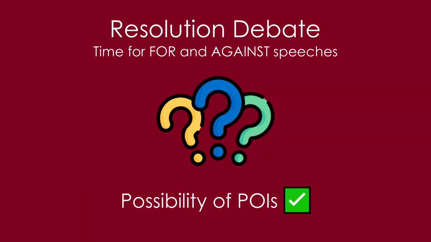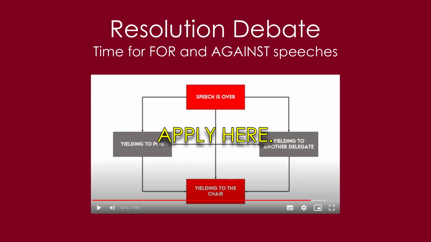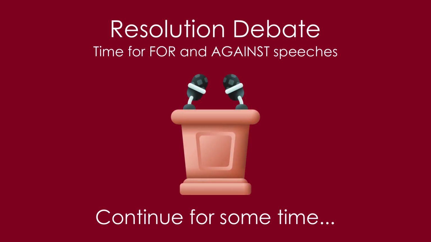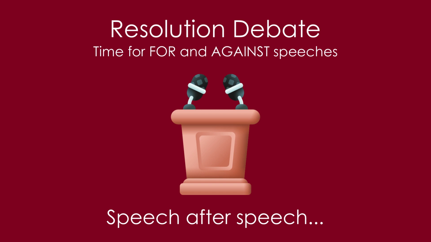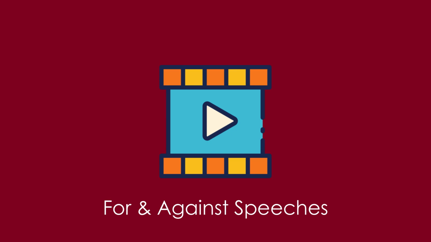Each of these speeches may be followed by POIs according to how the delegates yield their flow. Remember that the different cases for yielding we discussed in a previous video apply here primarily. These delegate speeches continue for some time, both for and against, as chairs call out for speakers speech after speech. Let's now take a look at two such speeches, one for and one against.